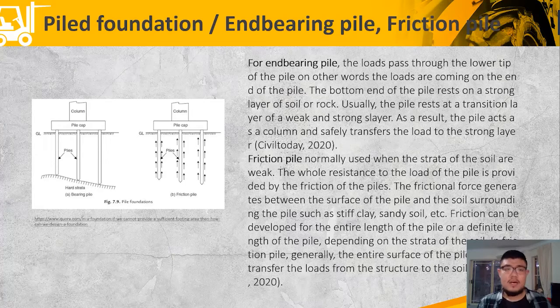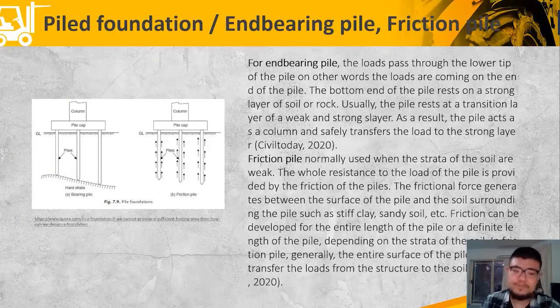And these are the two types of pile foundation. The first one is the end bearing pile. An end bearing pile is basically where the load passes through the lower tip of the pile. In other words, the loads are coming on the end of the pile. But on the other hand, the friction pile is normally used when the strata of the soil are weak. The whole resistance to the load of the pile is provided by the friction of the pile. So one is for the friction, the other one is where the load comes on the end of the pile.